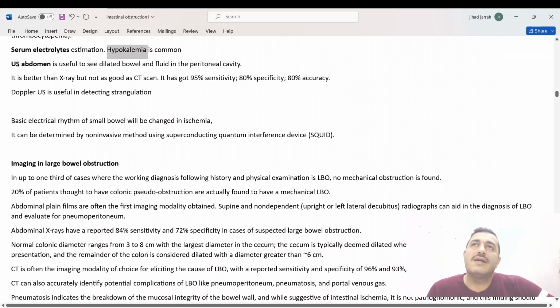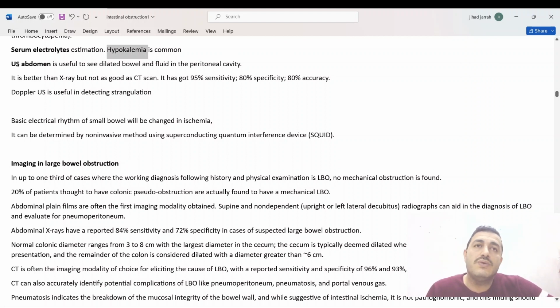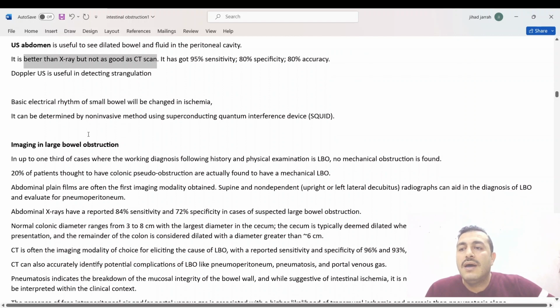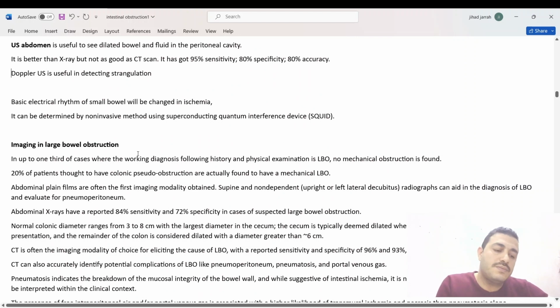Ultrasound abdomen, this depends actually. It's better than X-ray, and sits between the X-ray and the CT scan, but it is operator dependent. The radiologist has to be expert enough to pick up the dilated bowel loop and air fluid level. As we said, it's better than X-ray, but not as good as CT. We can also use Doppler ultrasound to check for signs of strangulation.